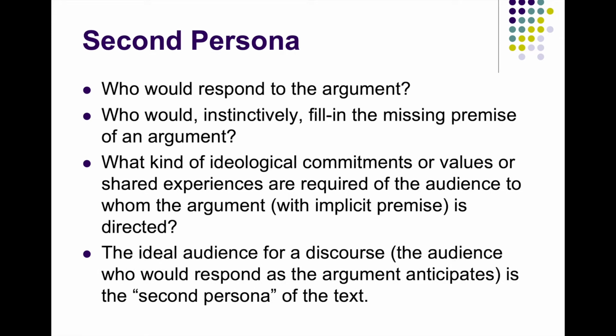So the ideal audience for a discourse, that is the audience who would respond as the argument anticipates, is what we refer to as the second persona of the text. So we're not talking about any real historical people to whom a speech or an argument might be directed, but we're talking about the image of the audience that comes from understanding all of the components of the arguments in a text.